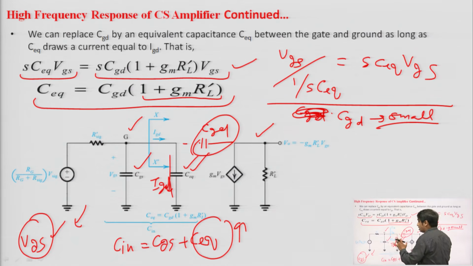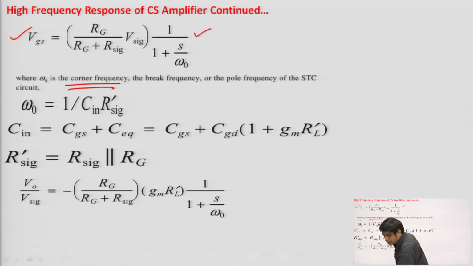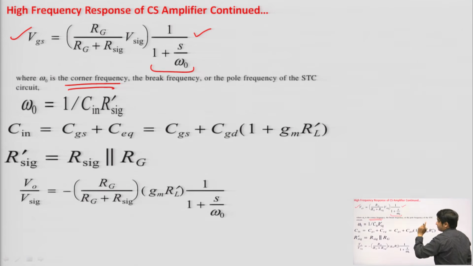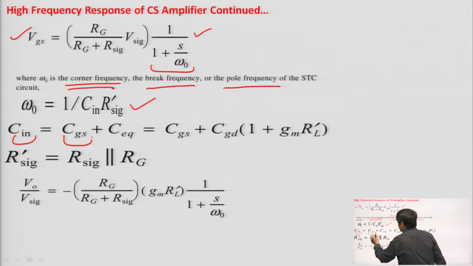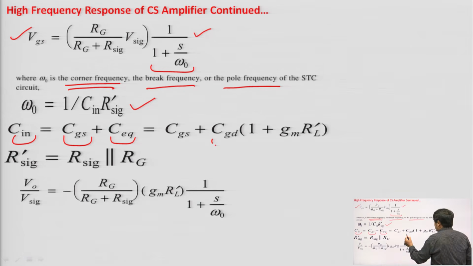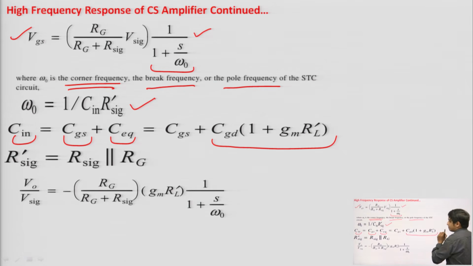Now, what you have to do? You have to just calculate the value of VGS using the voltage division rule and rearrange the terms, and after rearranging, convert the equation into the form 1 upon 1 plus S upon omega naught, where omega naught is the corner frequency, also called the break frequency or pole frequency. This omega naught you will get as 1 upon C into R dash sig, where C is the total input capacitance, the summation of CGS and C equivalent, and the value of C equivalent is CGD into 1 plus GM RL dash, and R dash sig is Rsig parallel to RG.